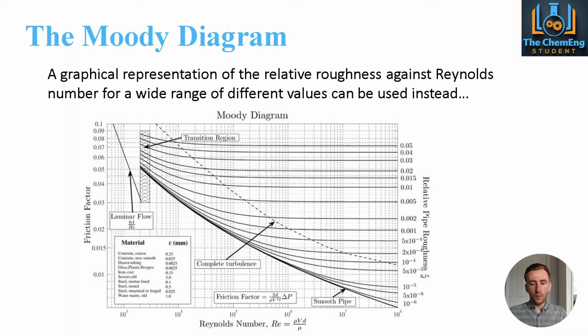So say for example we have a smooth pipe. So that would be this line here, this solid black line all the way up here. And say we had a Reynolds number of 10 to the power 5, and we wanted to know what the friction factor is for that particular system. Then what we would do is we would identify a Reynolds number of 10 to the power 5, touch the point where it intersects our smooth pipe, and then we draw along like so. And that way we can simply read off the friction factor.